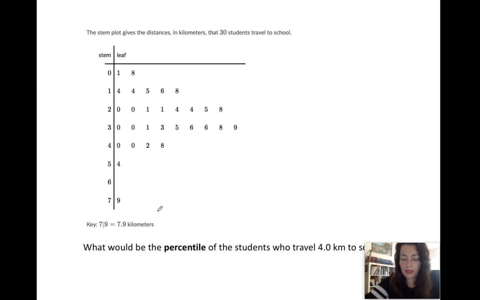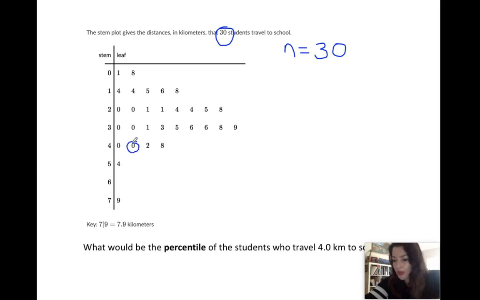All right, let's go ahead and see another type of problem. This time with a stem and leaf. How would we do something with a stem and leaf? It says, what would be the percentile of the students who travel 4 kilometers to school? So again, what's important is to look at our sample size. We have n equals 30, the number of students we are looking at. And we want to know what the percentile is for the students who travel 4 kilometers. Well, look at the key right here. 7|9 means 7.9 kilometers. So 4.0 would be right here.